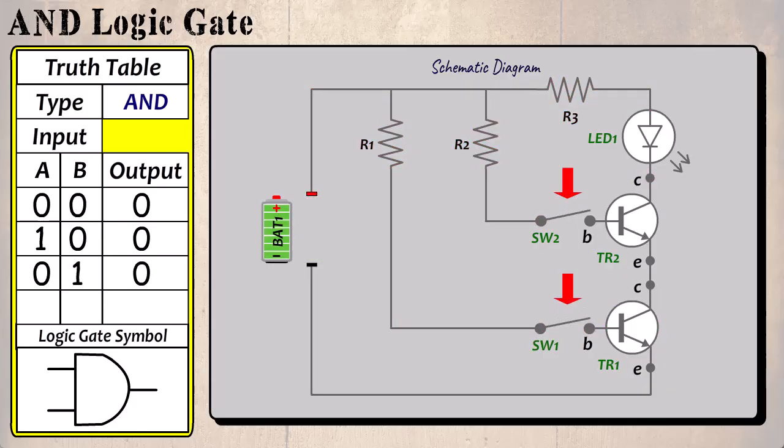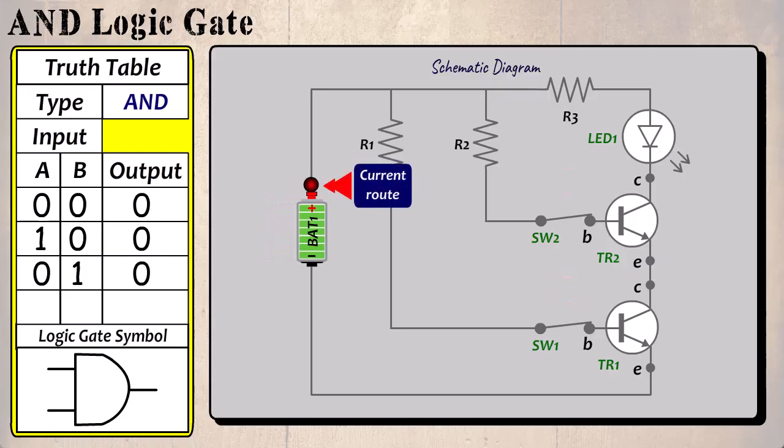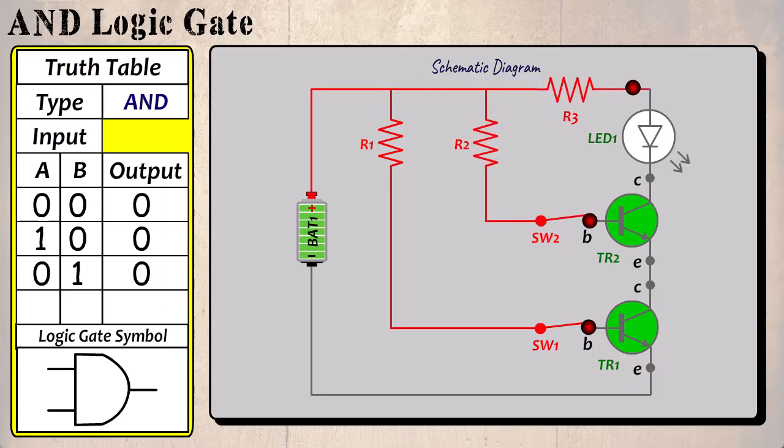Finally, when both switches are closed, current can flow through R1 to TR1, turning TR1 on. Also, current can flow through R2, turning TR2 on. Current can now flow through TR2 and TR1, completing the circuit, causing the LED to light. Therefore, only when the input is 1 and 1 will the output be 1.